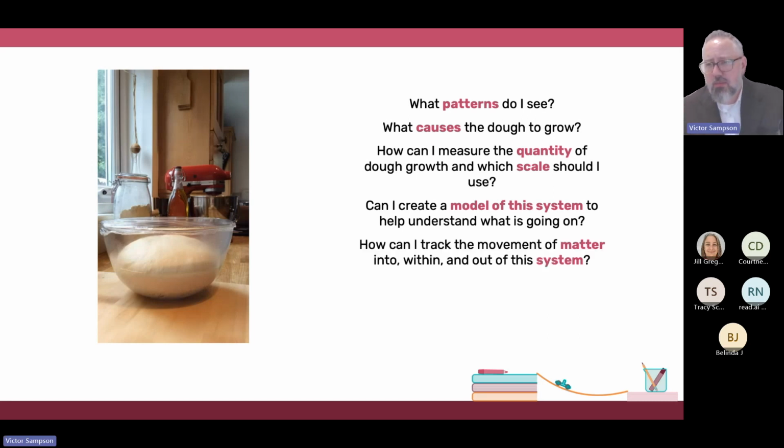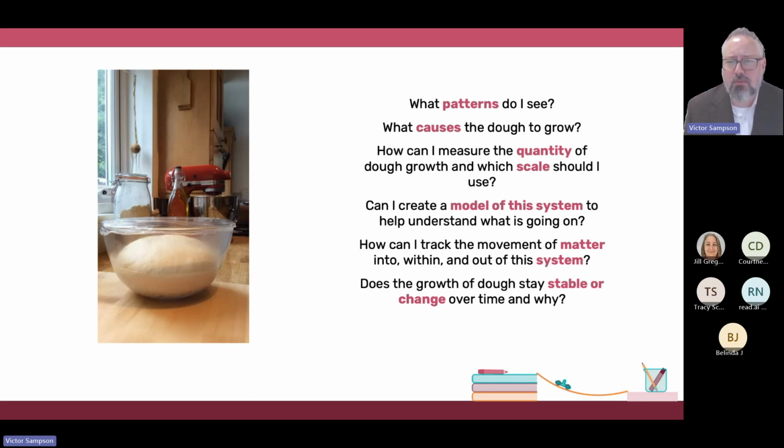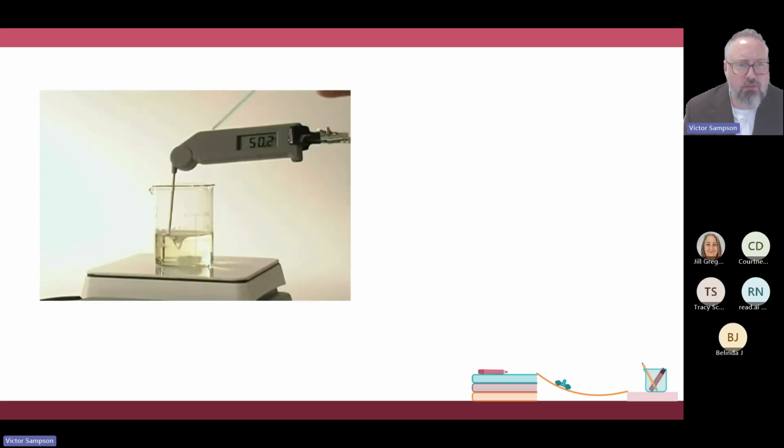Once again, how can I track the movement of matter into, within, or out of the system? Do I count the bowl? Do I count the dough? What about the plastic? What's inside? What's outside? What are the boundaries? Does the change of dough stay stable or change over time, right? Is it a consistent change in size, or does it speed up and slow down over time? And if that's so, why? Many, many different things. One last example.